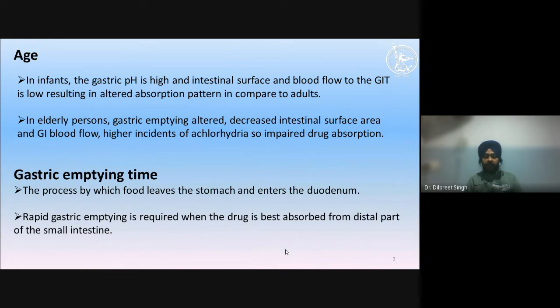In the fed state, there could be a chance that the endogenous phospholipids will help to absorb the drug as it enters the duodenum. But in the fasted state, gastric emptying plays an important role in drug absorption from the distal part of the intestine. When the food leaves the stomach quickly, it causes impaired absorption as compared to the fed state.